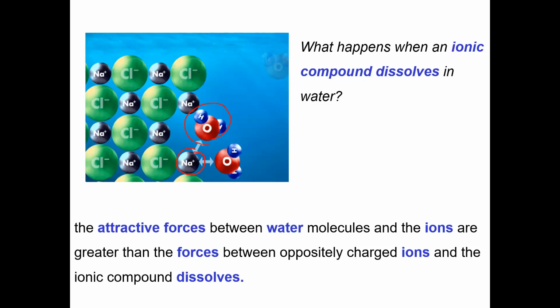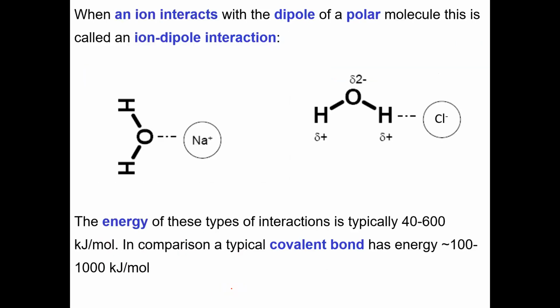So basically what happens is that the attractive forces between water molecules and the ions overcome the forces between the oppositely charged ions in the crystal, and the ionic compound dissolves. This type of interaction is referred to as an ion-dipole interaction. The negative end of the dipole of a water molecule is attracted to cations, and the positive end of the dipole of a water molecule is attracted to anions.